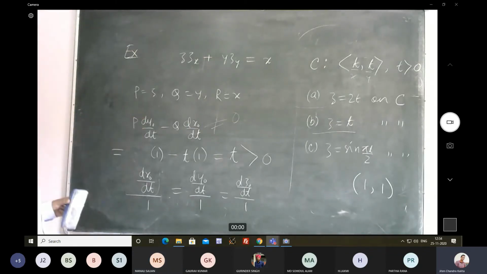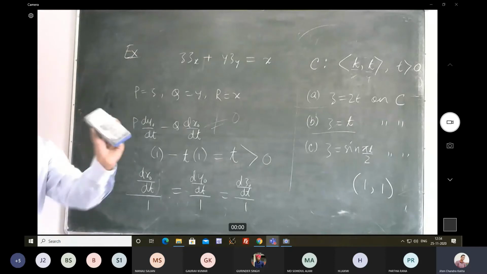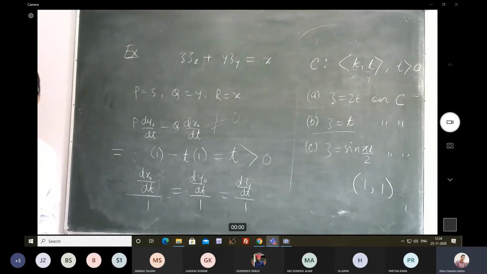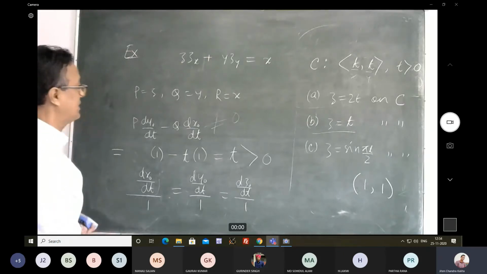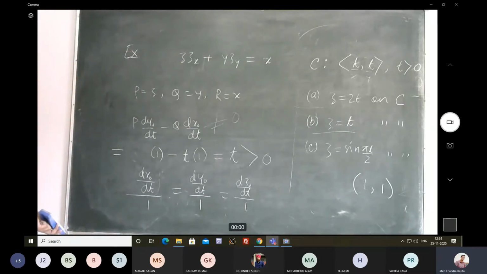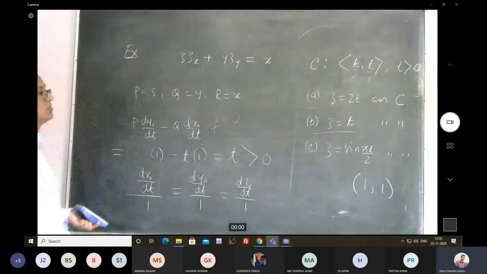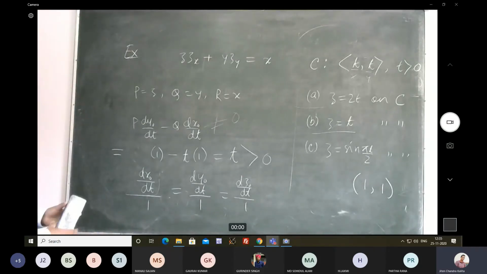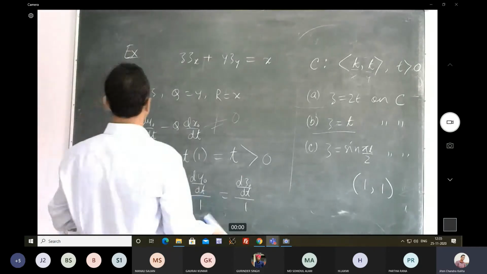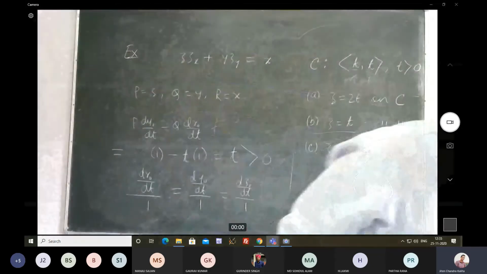Okay, and you can easily check that in the third case, you are going to have no solution because of that sine thing, because you have to take the derivative of that for this. Okay, this is going to give you some 0 or something like that. So they are not going to be equal. So again, there is another interesting example.